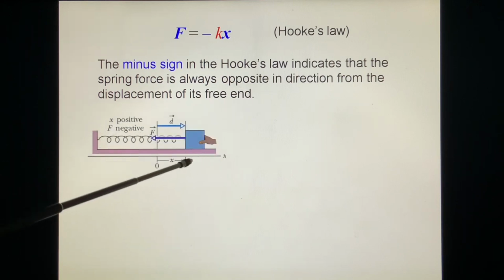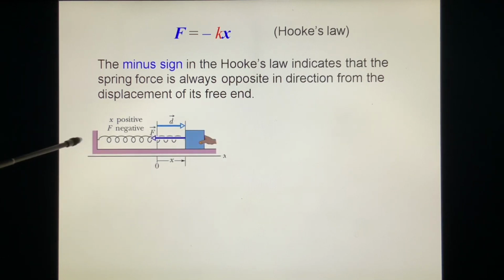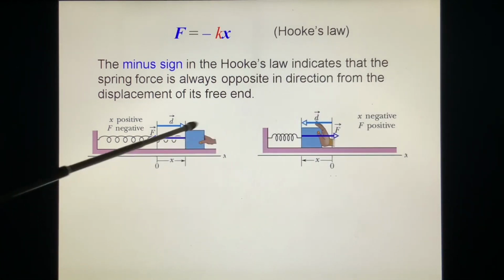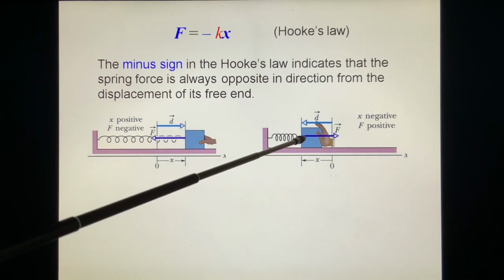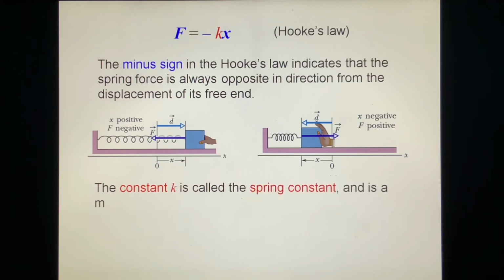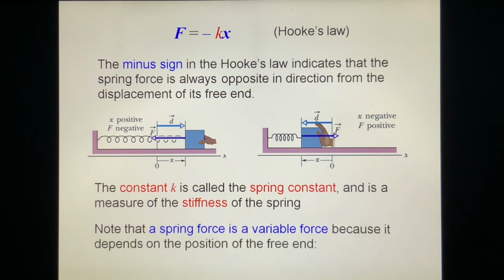If you pull it by x, the displacement is d to the right, and the force is to the left. If we push the spring, the displacement is to the left, and the force against you is to the right. It's always opposite in direction. The constant k is called the spring constant and is a measure of the stiffness of the spring. Note that a spring force is a variable force because it depends on the position of the free end. F can be simplified as Fx as a function of x.